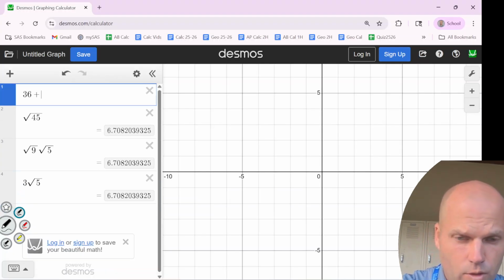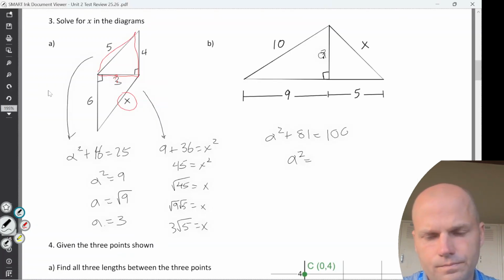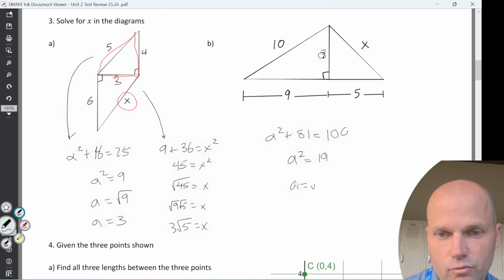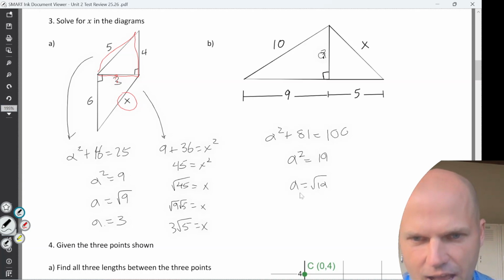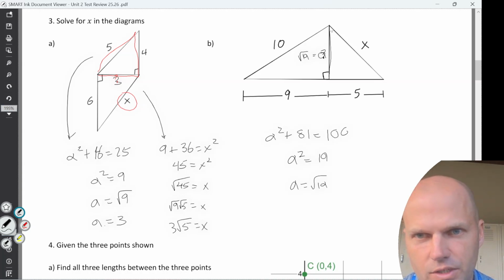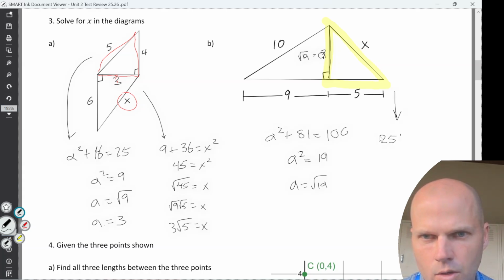100 minus 81 is 19. Cool. So a squared equals 19, which means a is root 19. Now, what's interesting about that is, yes, a is root 19, but in our second triangle with the 5 and the root 19, we know that we need to use a squared plus b squared equals c squared. Well, I already know what root 19 squared is. A squared is 19. So we could just leave it like that.